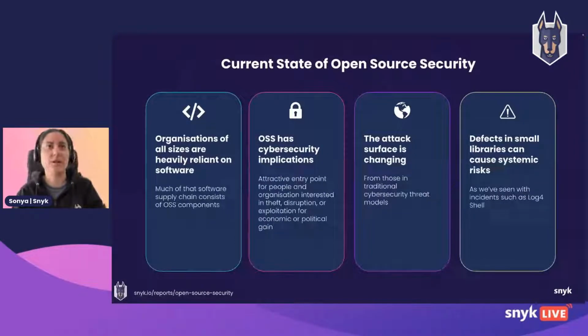So we know that organizations of all sizes are heavily reliant on software, and that much of that software supply chain consists of multiple open source components. And therefore, this implies that the open source software has cybersecurity implications because this is an attractive entry point for people and organizations interested in theft, disruption, or exploitation for economic or political gain. And thus, the attack surface is changing. And we know that this is changing from the traditional cybersecurity threat models. And we've seen it with defects in small libraries can cause systemic risk. Like, for example, last year, we've seen it with Log4Shell incidents.